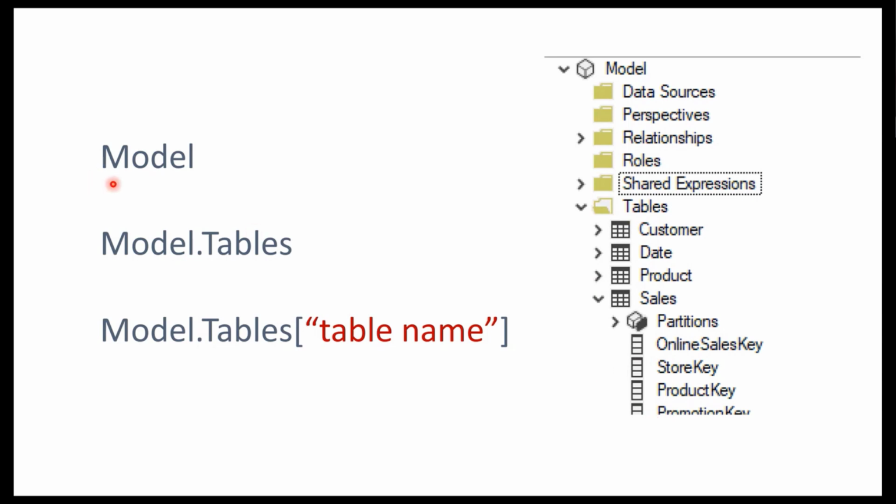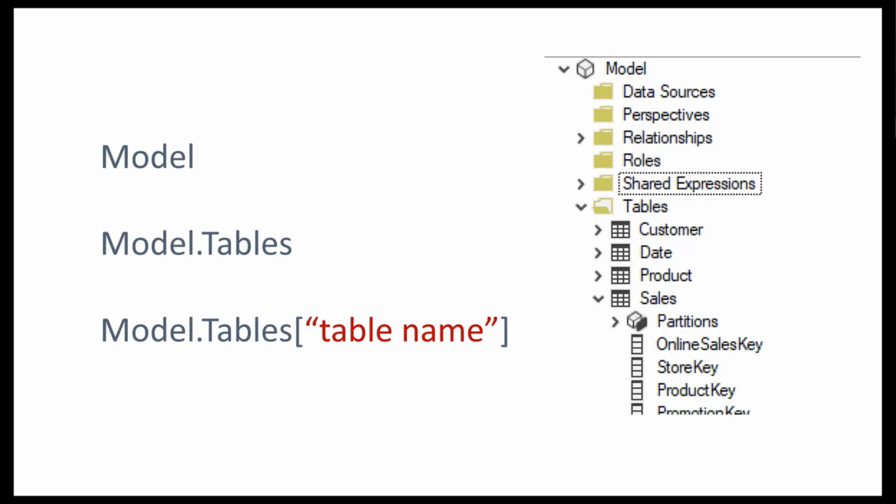So when we use the objects in Tabular Editor, we just call them by their name. So we have the model. Then when we put the dot behind the model, we can call the tables in it. We can also call a specific table by its name. So if I type sales here, I will jump into this table in here.